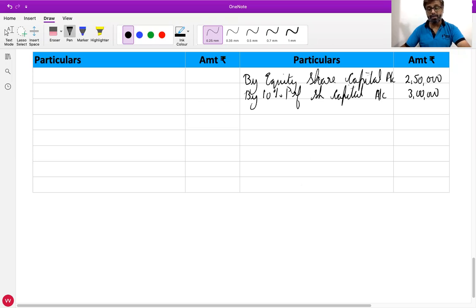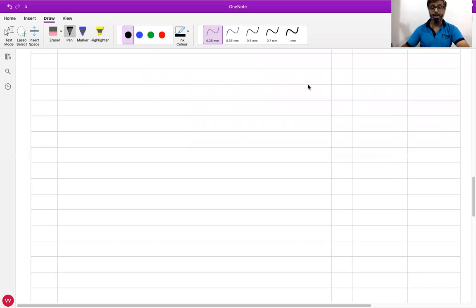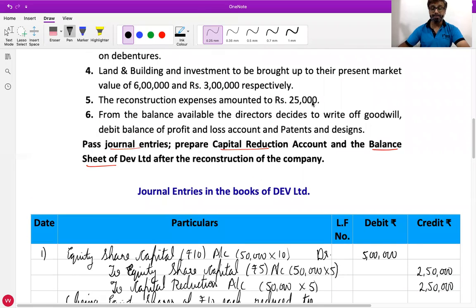Did everyone understand the posting in capital reduction account? Any doubt in this? All are clear with this? Yes. Anyone who did not understand the posting, raise your hand. Okay. Now we take up adjustment number 3.